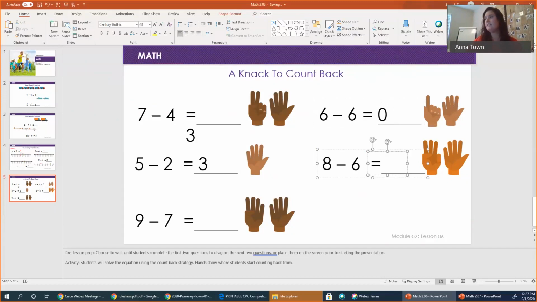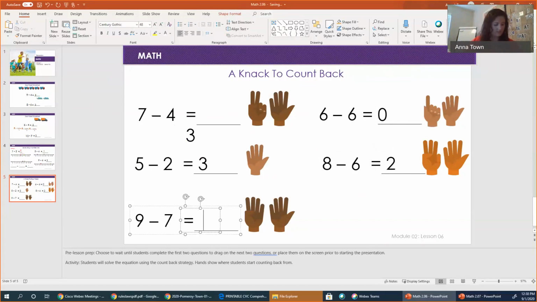We're going to move on to the 8, take away 6. We're going to put 8 in our head, 6 fingers up. And we're counting backwards because we're subtracting, we're taking away. 7, 6, 5, 4, 3, 2. So 8 take away 6 is 2.